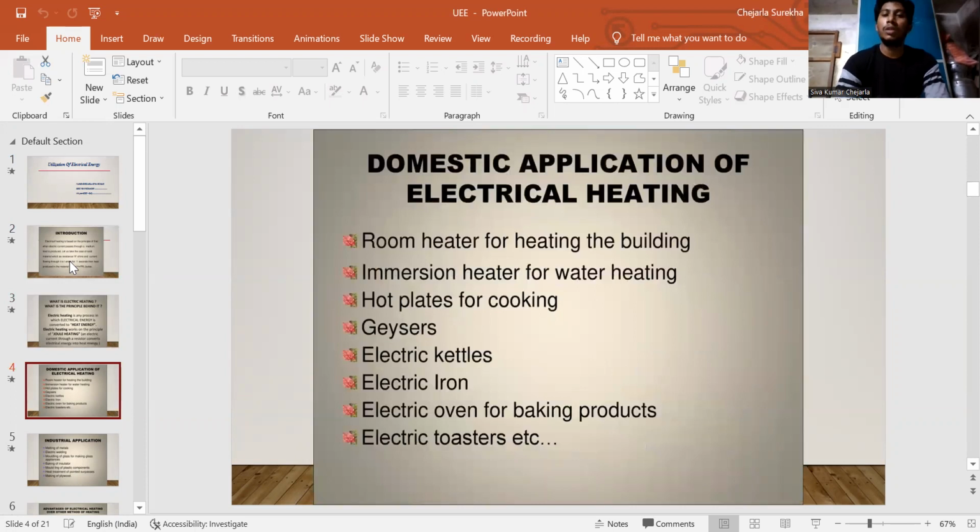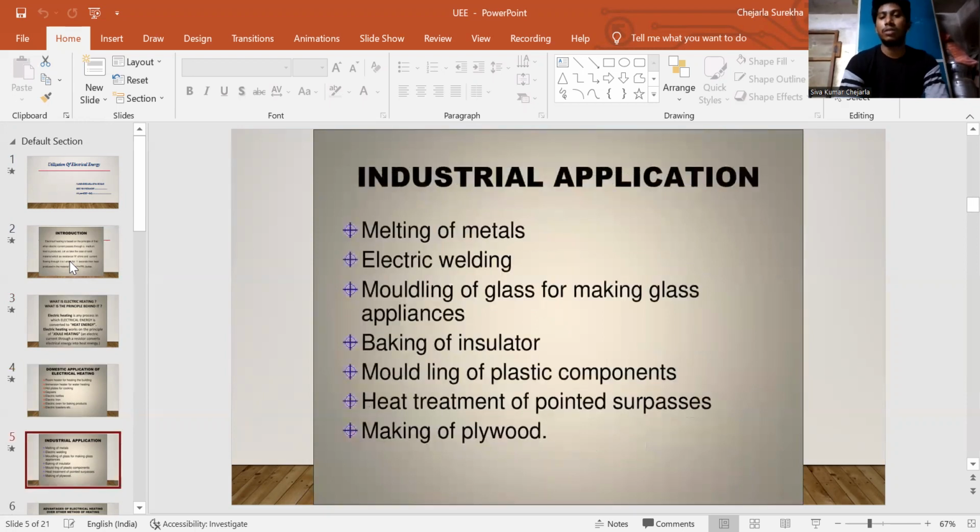Domestic applications of electrical heating: room heaters for the heating of buildings, immersion heaters for water heating, hot plates for cooking, geysers and electric kettles, irons, and ovens for baking products, electric toasters, etc.